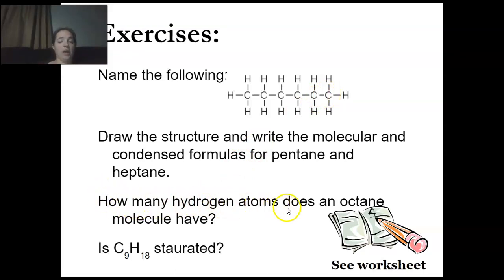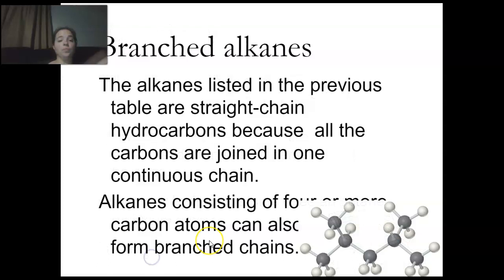How many hydrogen atoms does an octane molecule have? So oct means 8. Because it's an ane, 2 times 8 plus 2. 2 times 8 is 16, plus 2 is 18. So it'd be C8H18. Is C9H18 saturated? So 9 times 2 is 18, plus 2 is 20. This is not saturated.